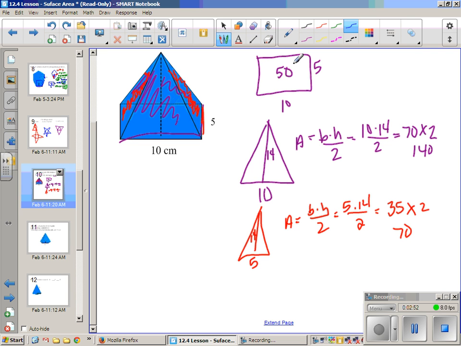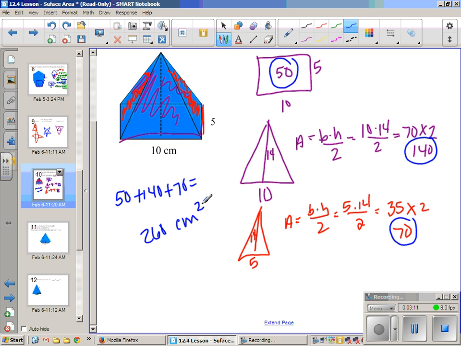So now again, to find surface area, take my rectangle base, 2 of the faces total, and 2 of my other faces, and I add them all together. So I get 50 plus 140 plus 70 for a total of 260. And again, we found an area, so we're in centimeters squared.